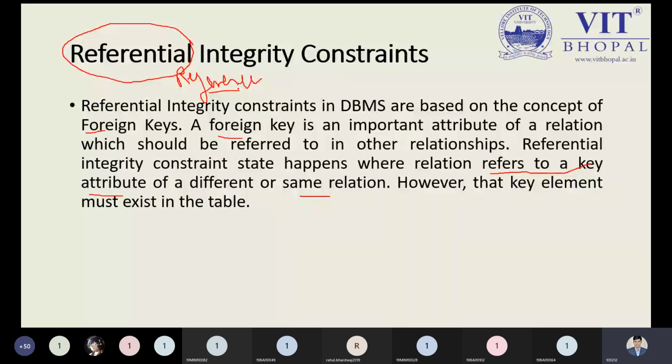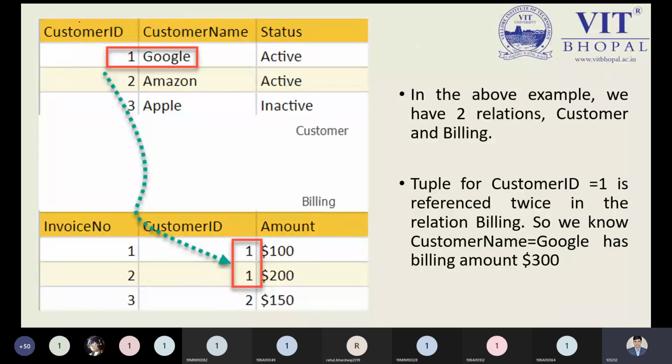And of course in the coming classes we will implement the primary key and foreign key, and then you will understand how it is happening. So here I am taking the previous example. Customer ID was the domain name or column name, and 123 is the value. So 123 is unique. Customer name is Google and status active. These are the values which are known as the domain of the customer ID.